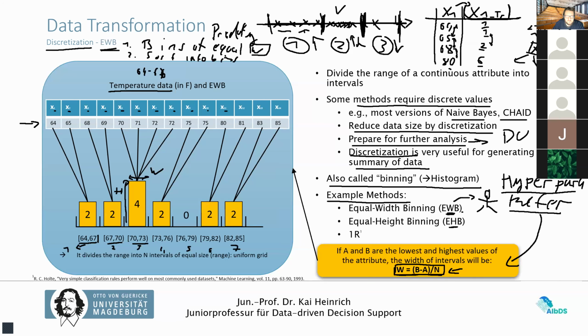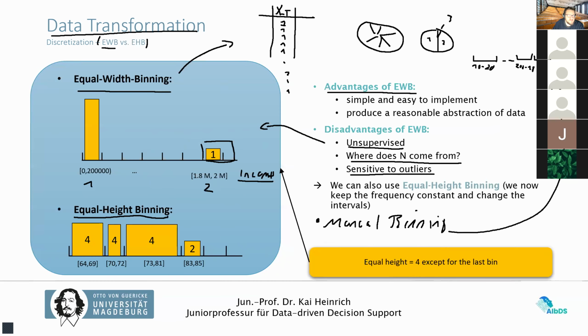So if A and B are the lowest and highest value of the attribute, the width of the intervals will be (B minus A) divided by N, where N is the number of bins. So this is the number of bins, right? The number of bins you have to set here. For example, I could divide this up as I want, because there is no limitation on the frequency. Like here there is a limitation of the frequency.